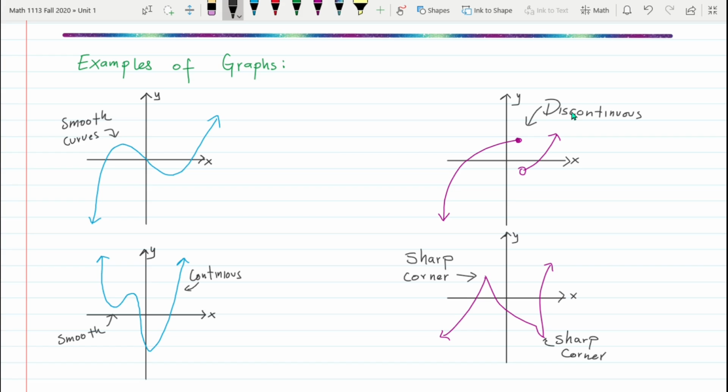So those are 4 different examples, and it's pretty easy to determine what is and what is not the graph of a polynomial. Is it smooth and continuous? Then yes, it is the graph of a polynomial. Is it broken, or does it have sharp corners? Then it will not be the graph of a polynomial.